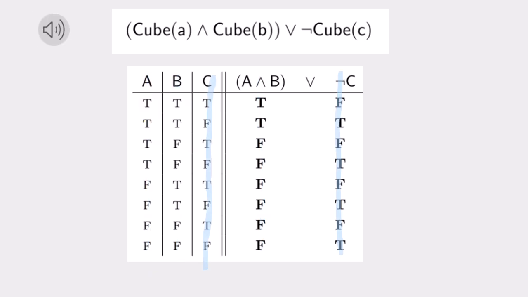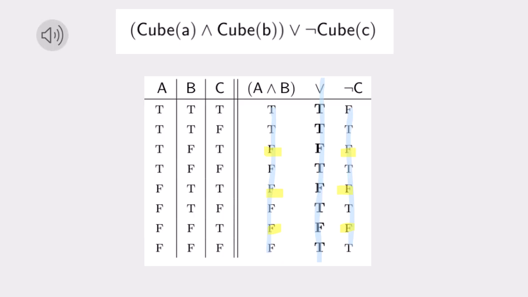Next, we can focus on the negation connective that is attached to the atomic sentence C. This one's really pretty straightforward to evaluate because you just have to focus on the column for the atomic sentence C. And recall that the semantics for negation is that it just basically switches the truth value. So any T's become F's, any F's become T's.